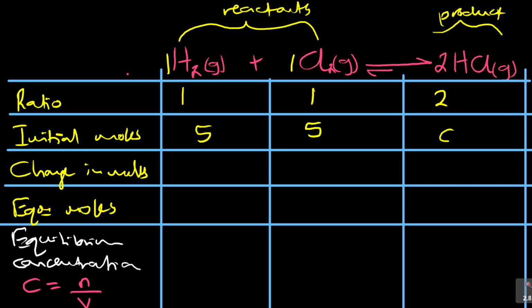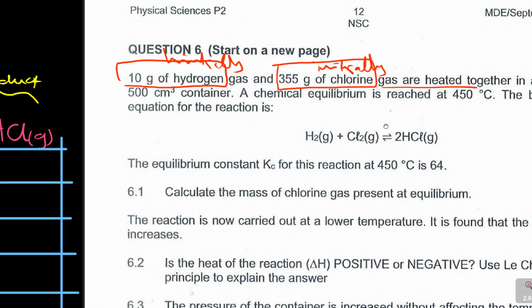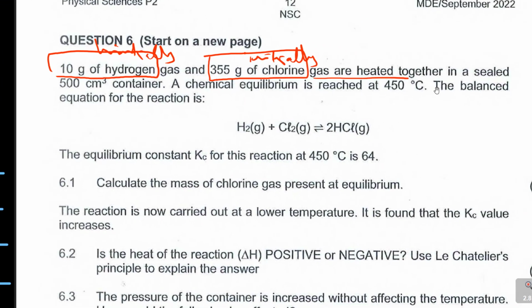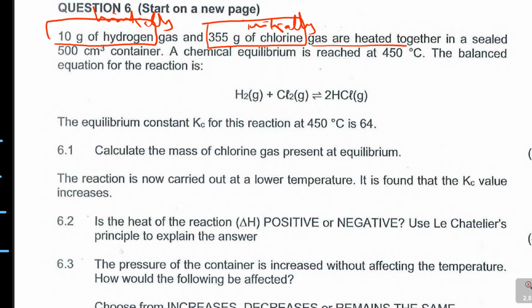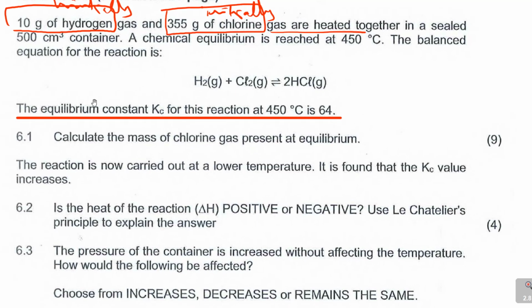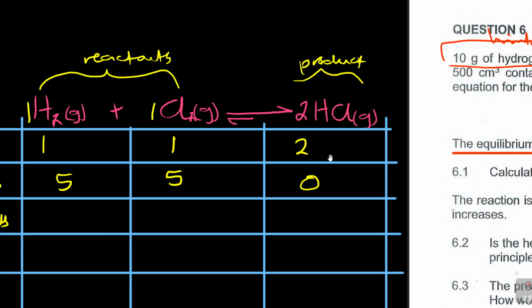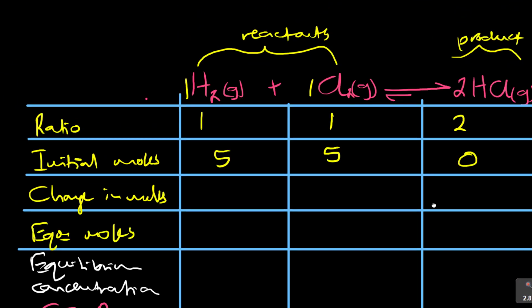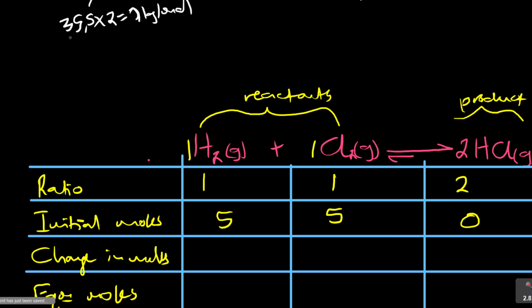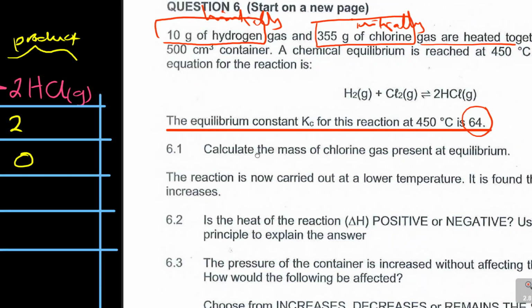All right, so at the beginning there is nothing because you are starting, but they gave you some hint. Let's read the statement. There will always be something that they give you later. It says a chemical equilibrium is reached, the balanced equation is this, and then they say the equilibrium constant Kc for this reaction is 64. That's why it's 9 marks. This one involves x, solving for x. Already they give you Kc. So now you know that Kc is equal to 64, a very important one there.